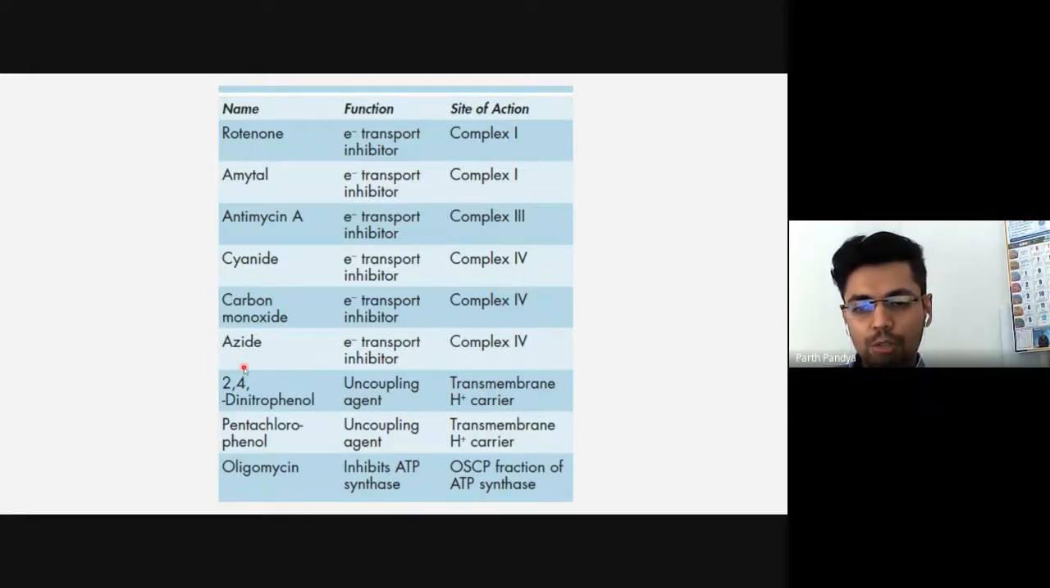Likewise, 2,4-dinitrophenol is blocking the transmembrane proton carrier. That is, it is an uncoupling agent. Pentachlorophenol, again, is an uncoupling agent which is blocking the transmembrane proton carrier. And oligomycin inhibits the ATP synthesis, that is the F0, F1 ATP synthase. And so ATP is not being formed, and ADP and Pi remain in the beta subunit. Okay.